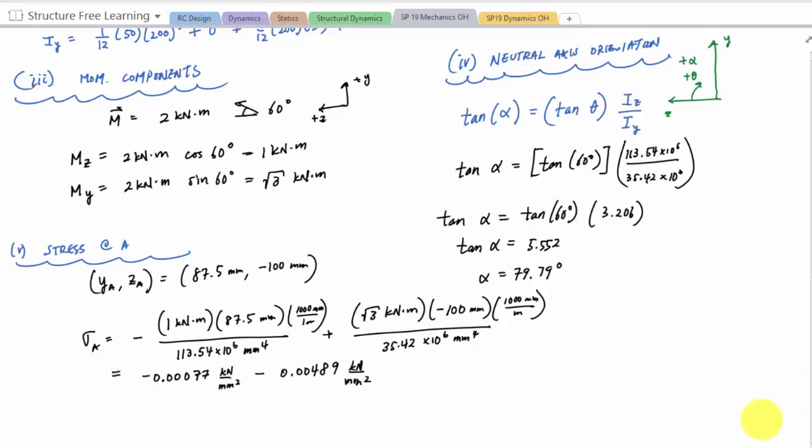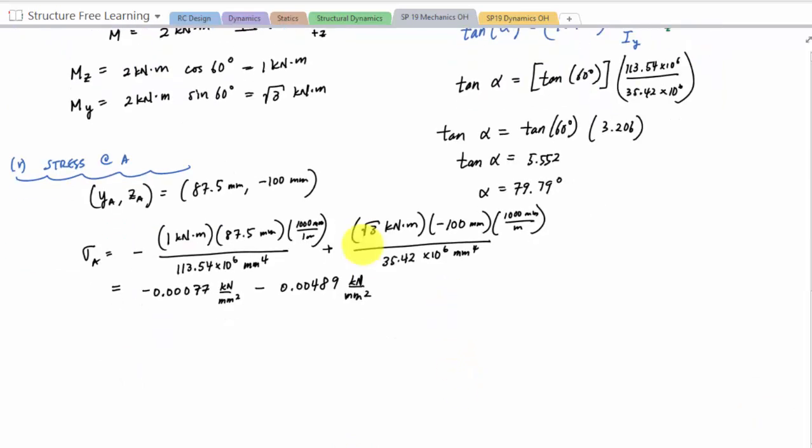After some calculations of those parts, I get sigma A. If I add those two together, I get negative 0.00566 kilonewtons per millimeter squared, which is negative 0.00566 gigapascals, which is negative 5.66 megapascals. And that's my normal stress at A.